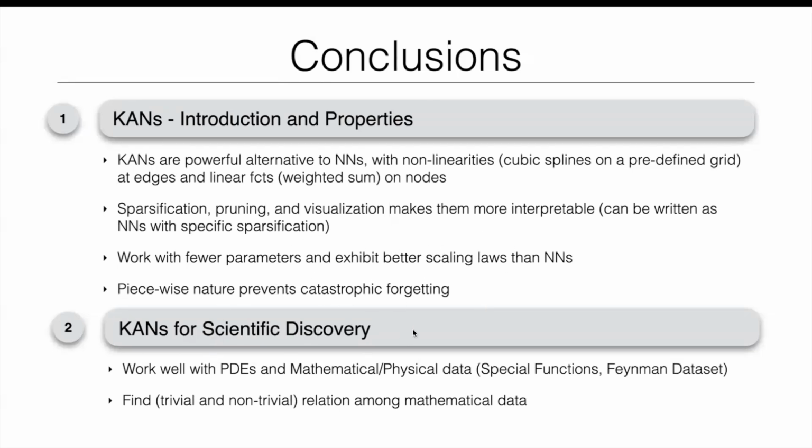And then in the end, I discussed how to apply them in the scientific context. We saw that they work very well on PDEs. They also work very well on other mathematical and physical data. I didn't discuss this, but it's in the paper. We looked at special functions, the Feynman data set, and so on. And lastly, I showed an idea how you can use them for scientific discovery of previously unknown correlations in some mathematical data set. In this case, it was knot theory. And this will allow you, hopefully, due to the visual and interpretable nature, to find new relations among your data. And with this, I want to stop.